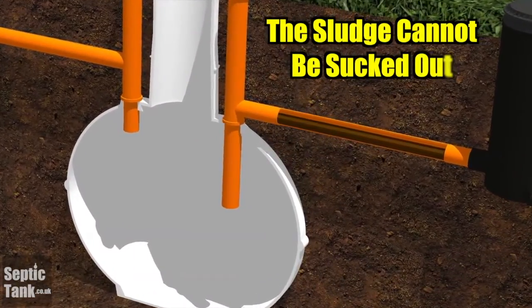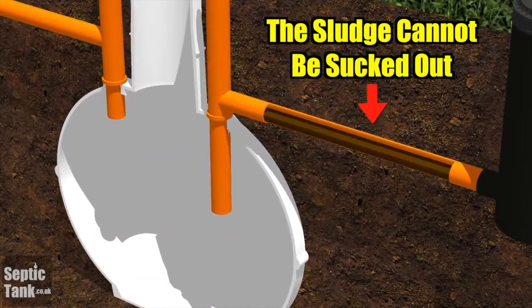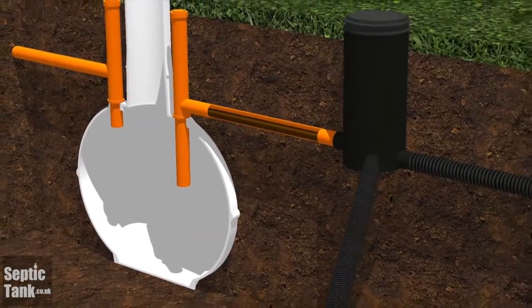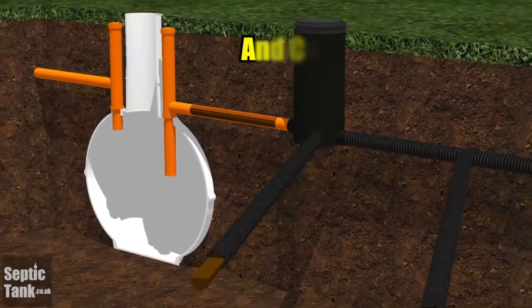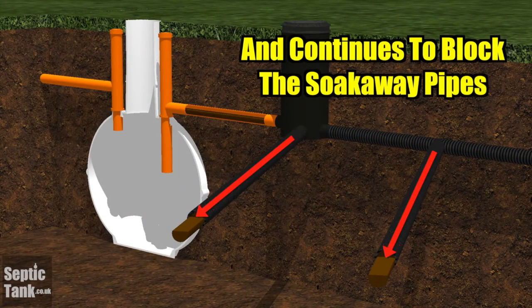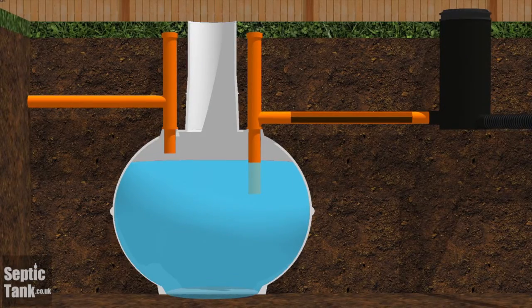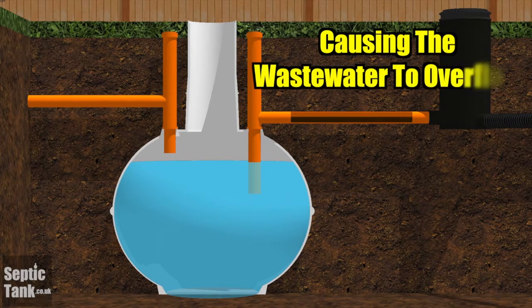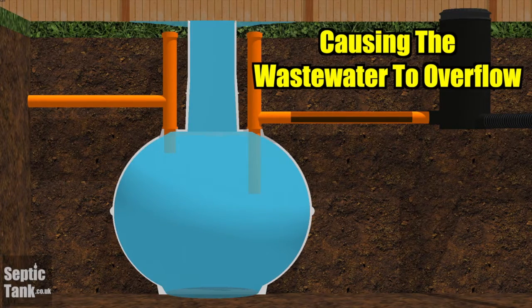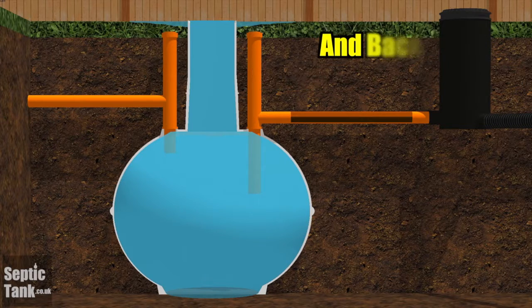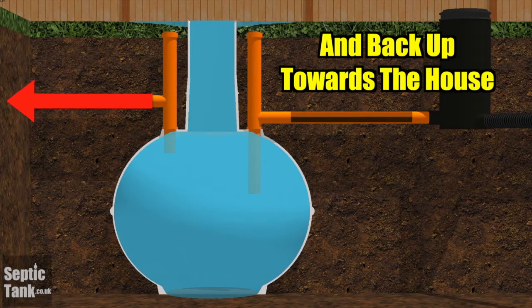The sludge and the fat and the grease will still remain in the pipes leading to the soakaway because unfortunately it can't be sucked out. And this sludge and the fat and the grease will continue to block up the soakaway pipes. And unless that sludge is removed from the soakaway, then the wastewater will continue to overflow from the manhole covers and will just keep backing up towards the house. And as you know, to keep getting your septic tank emptied can cost a lot of money.